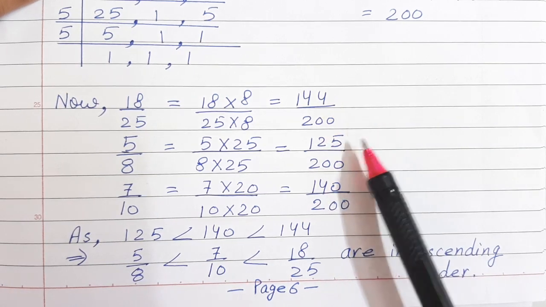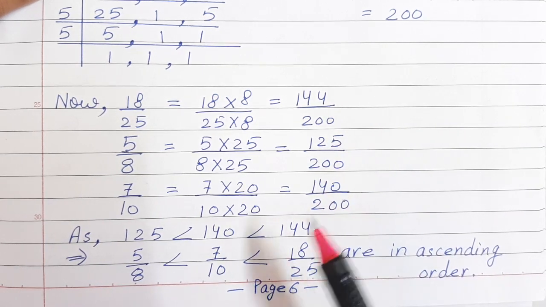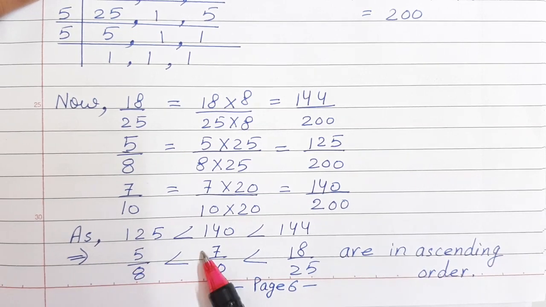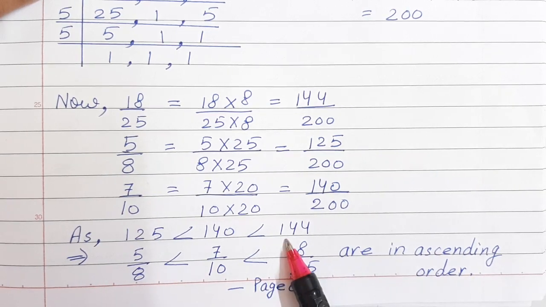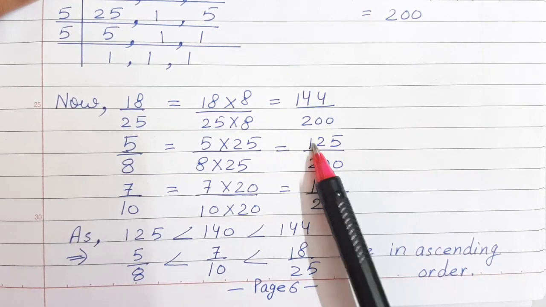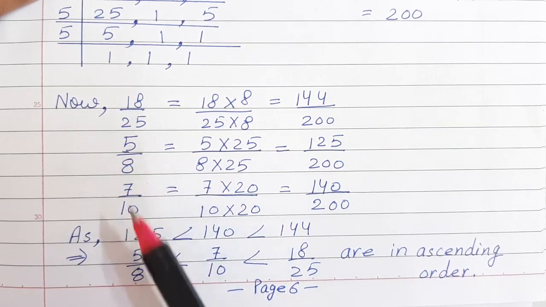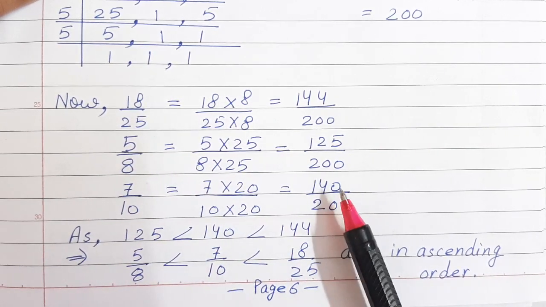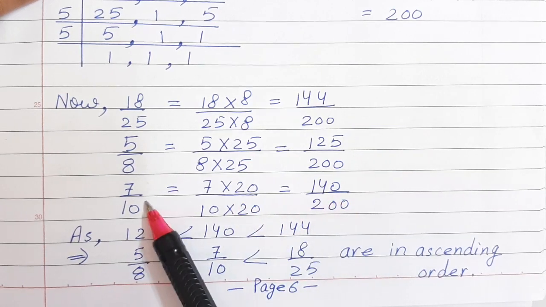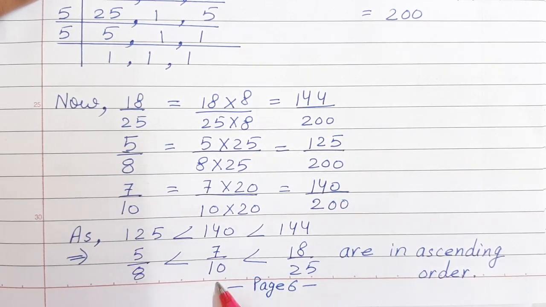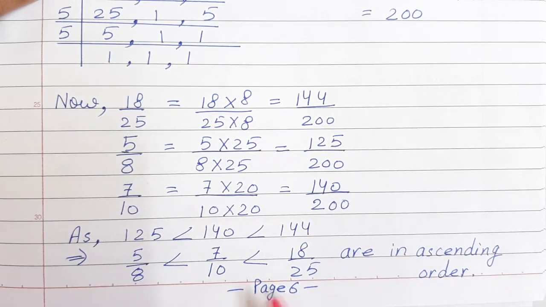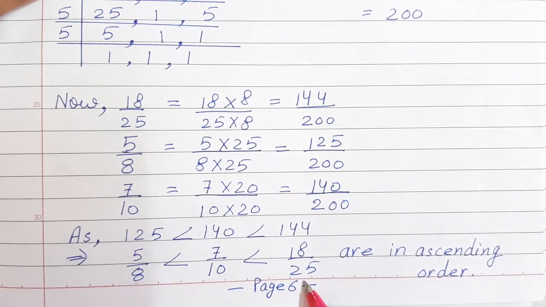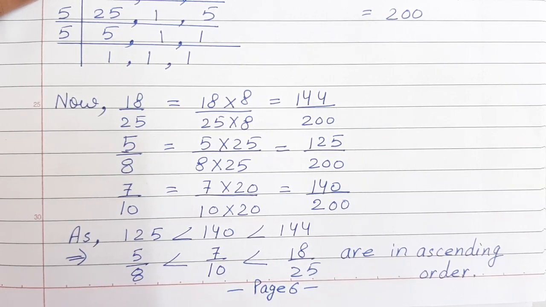Now let us compare all the numerators. So here 125 is less than 140 and 140 is less than 144. So 125, the corresponding fraction was 5 upon 8. 140, the corresponding fraction was 7 upon 10. And 144, it is 18 upon 25. So children, all these fractions are in ascending order. Clear?